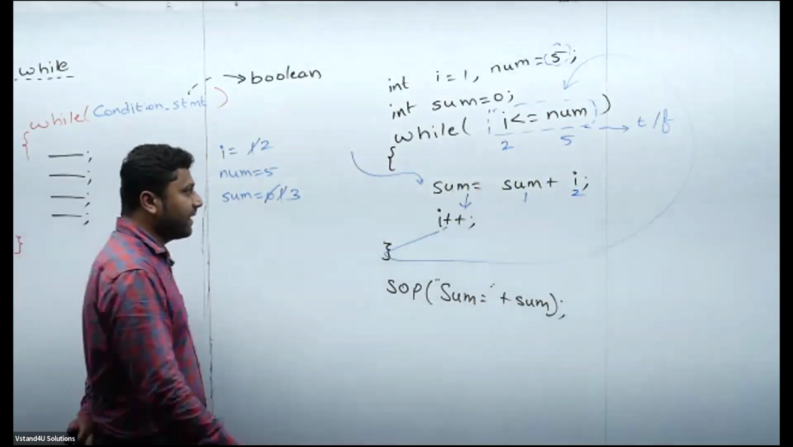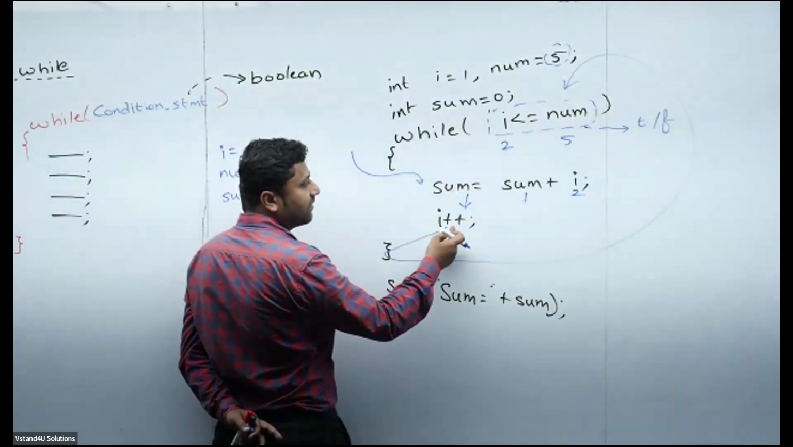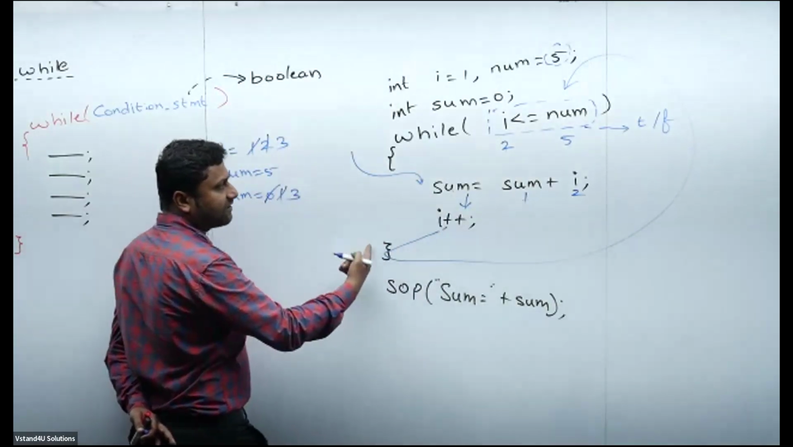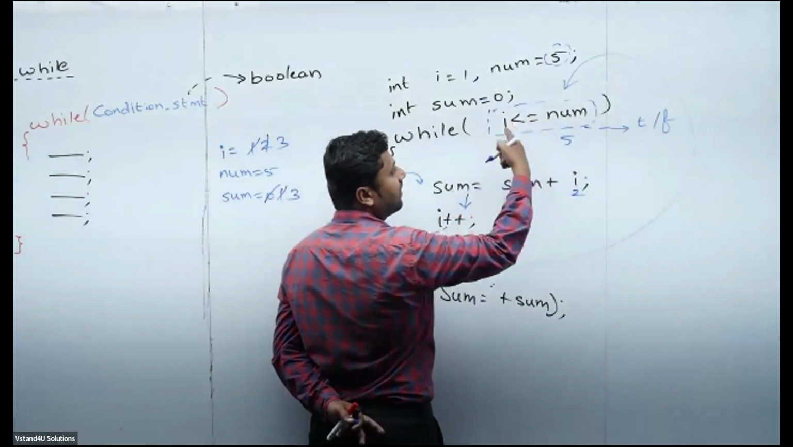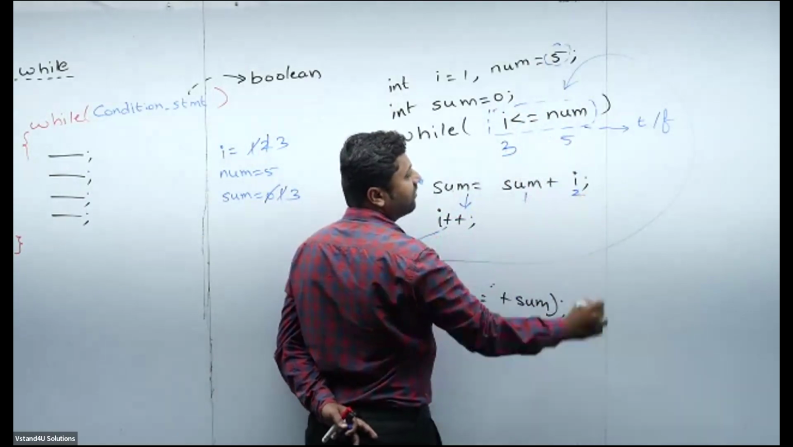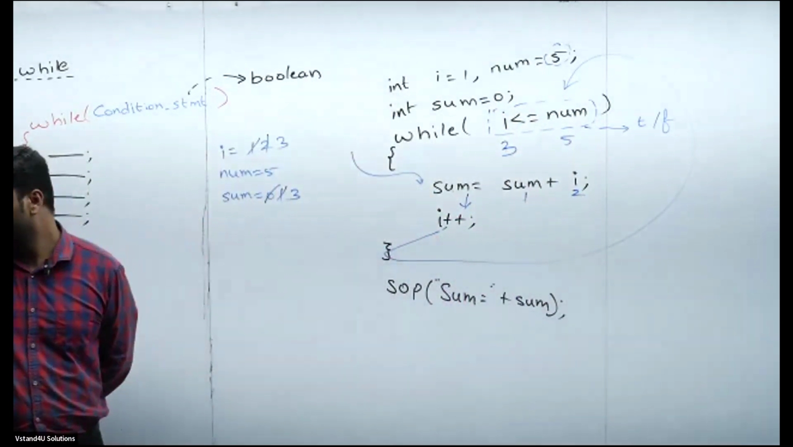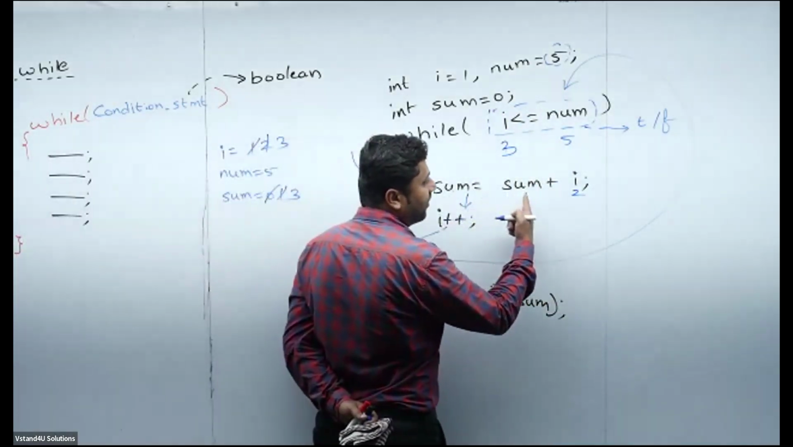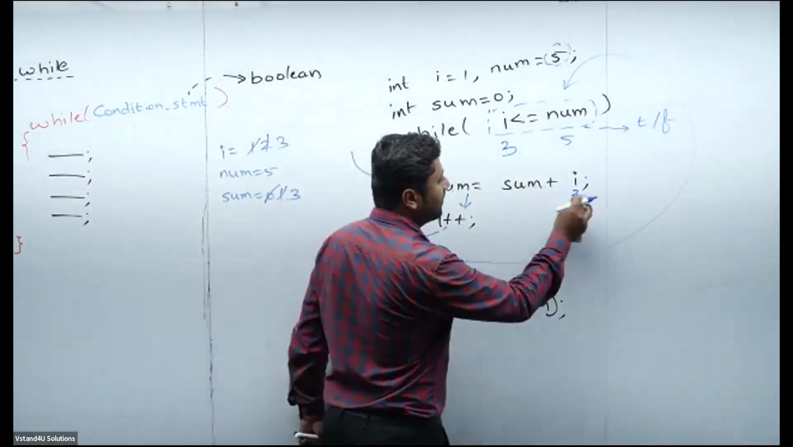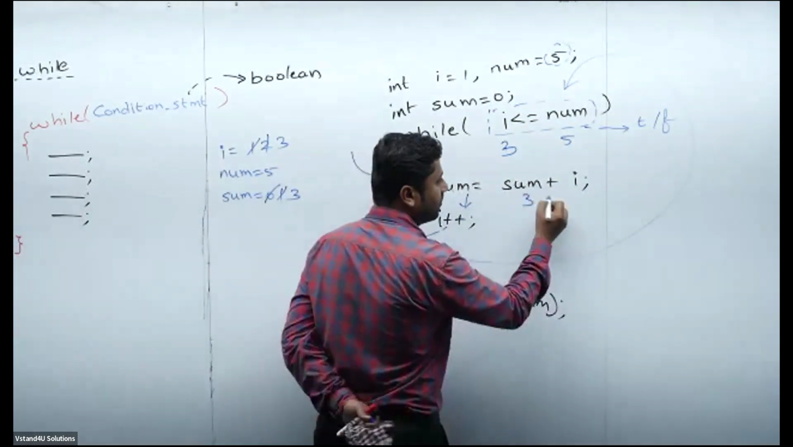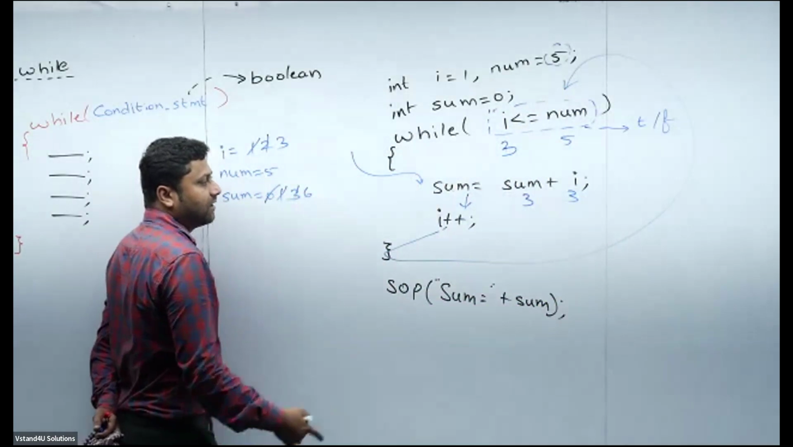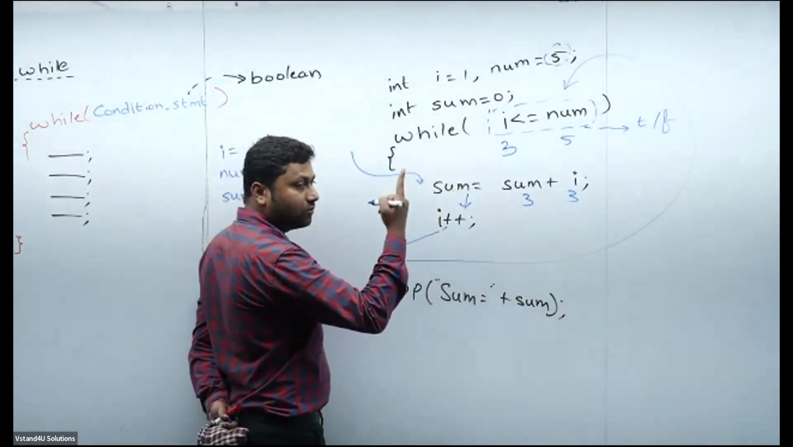Agree? Then once again i is incremented, i will become 3. Then after this, once again i value less than or equal to 5 condition. If the condition is true, get into the body. Sum equal to sum value plus i value. Oh, both are 3. 3 plus 3. Store in sum. i will be incremented to 4.